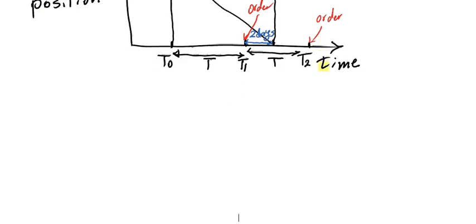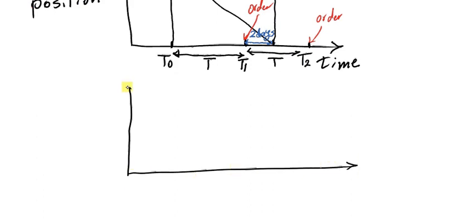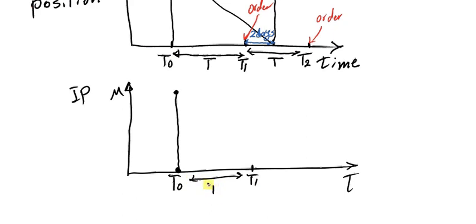then this happens. Again, this is inventory level, this is time, so this is inventory position and time. At T0 you are at maximum, and this is T0. The next time that you can order is at T1 with an interval of T. So you have to put your order at T1, and then the order arrives at this time.